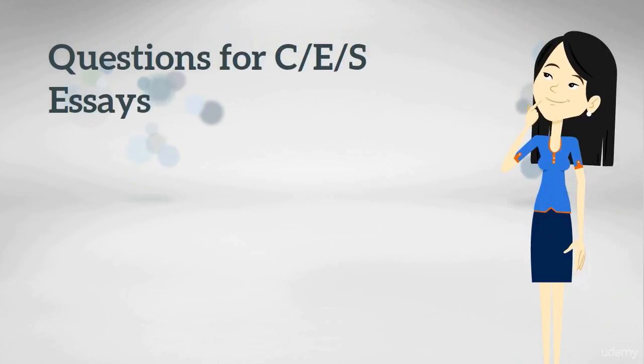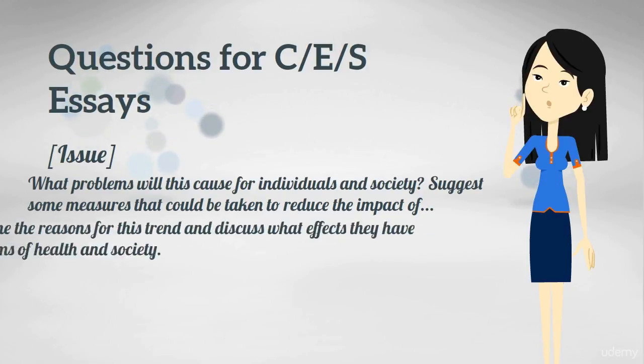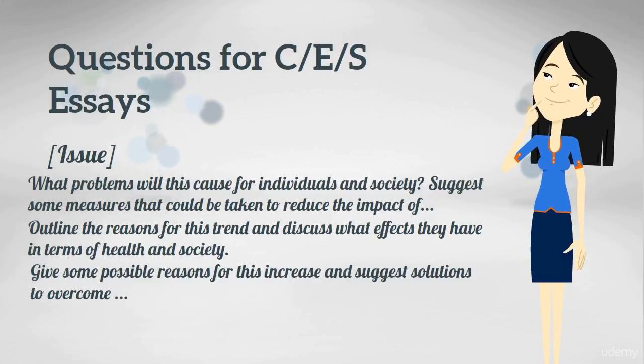Let's review the format of this question type. First, they will give you an issue or a factual trend. The question might be, what problems will this cause for individuals and society? Suggest some measures that could be taken to reduce the impact of something. Or outline the reasons for this trend and discuss what effects they have in terms of health and society. Or give some possible reasons for this increase and suggest solutions to overcome.